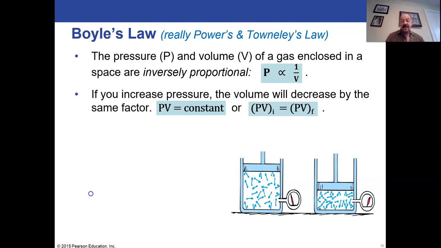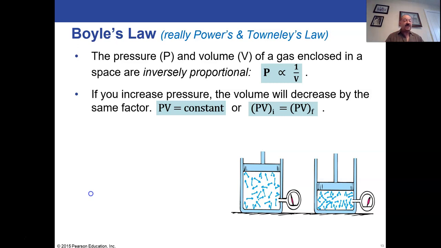We still call it Boyle's law. But Boyle's law is something that was worked out in the mid-1600s by all three of these people, and it's a relationship between the pressure of a gas and the volume of a gas. What they all found was that as the pressure increases, the volume decreases. As the pressure decreases, the volume increases. You can either change the pressure or change the volume, and the other one will do the exact opposite. They are inversely proportional.